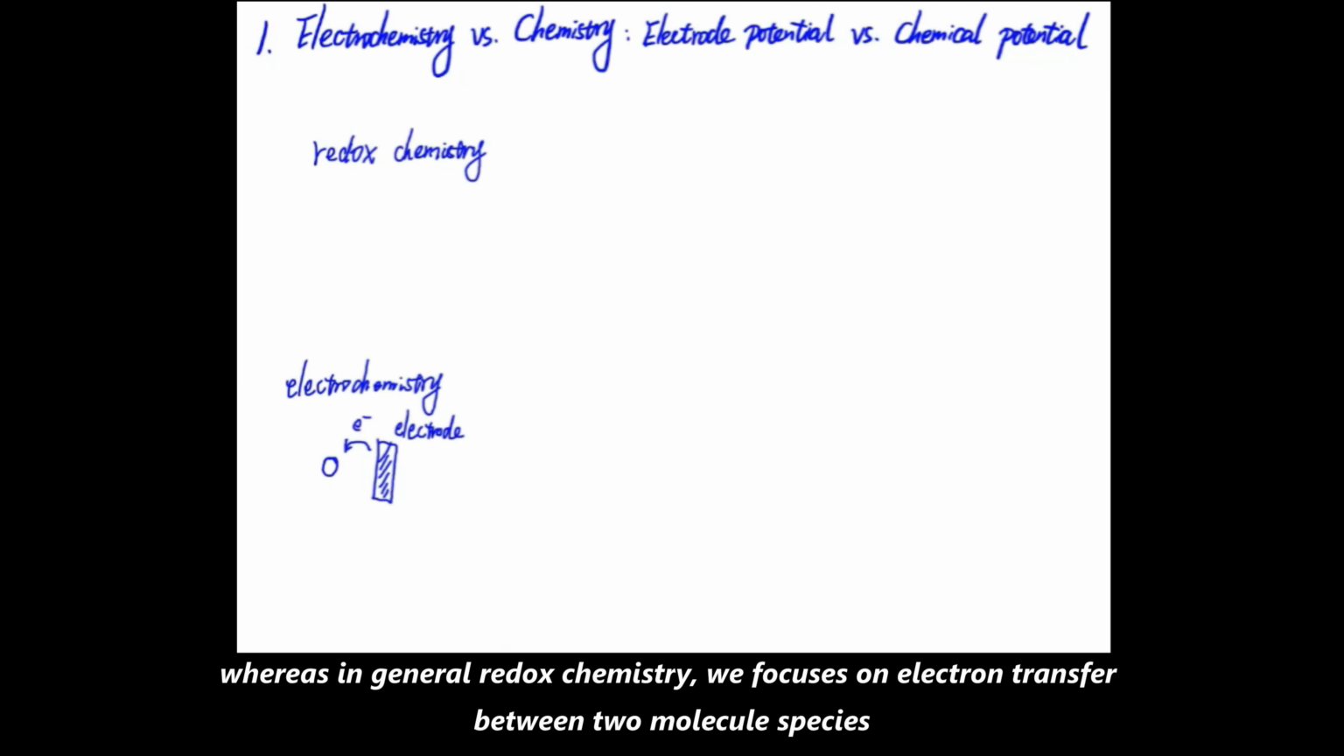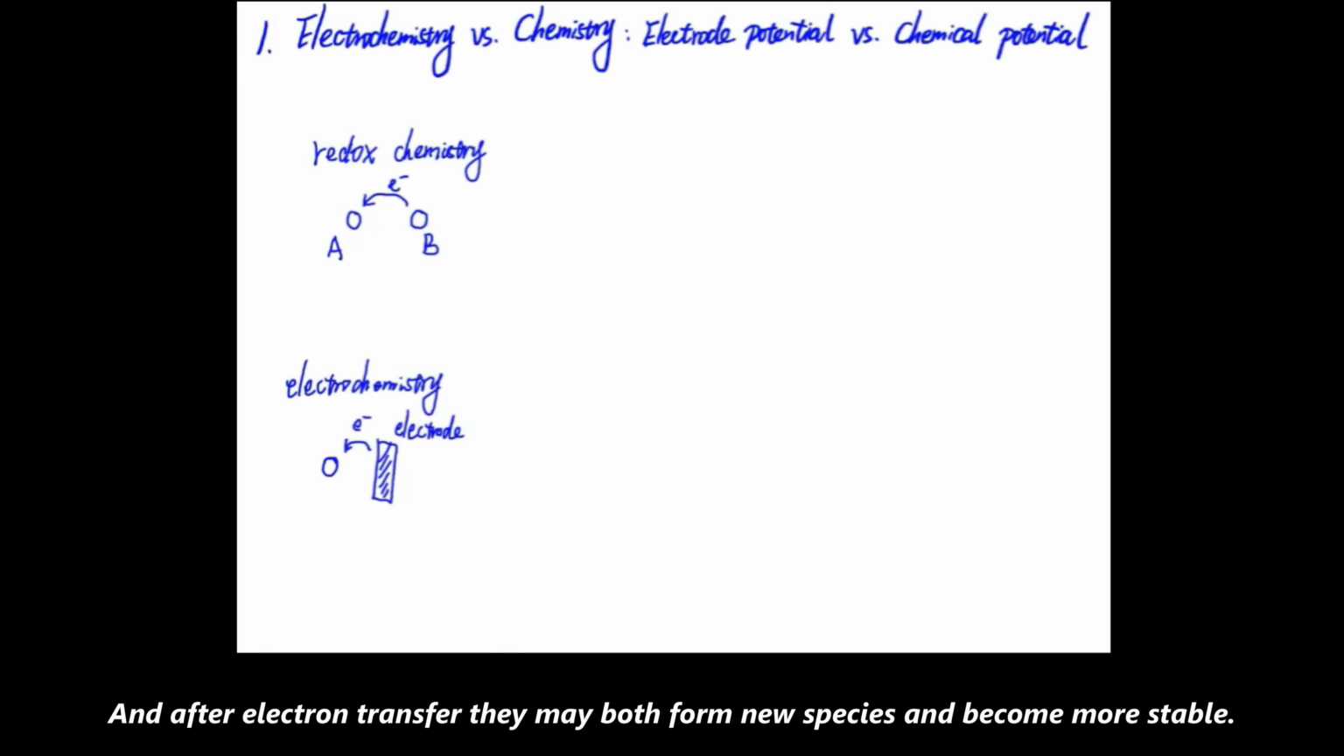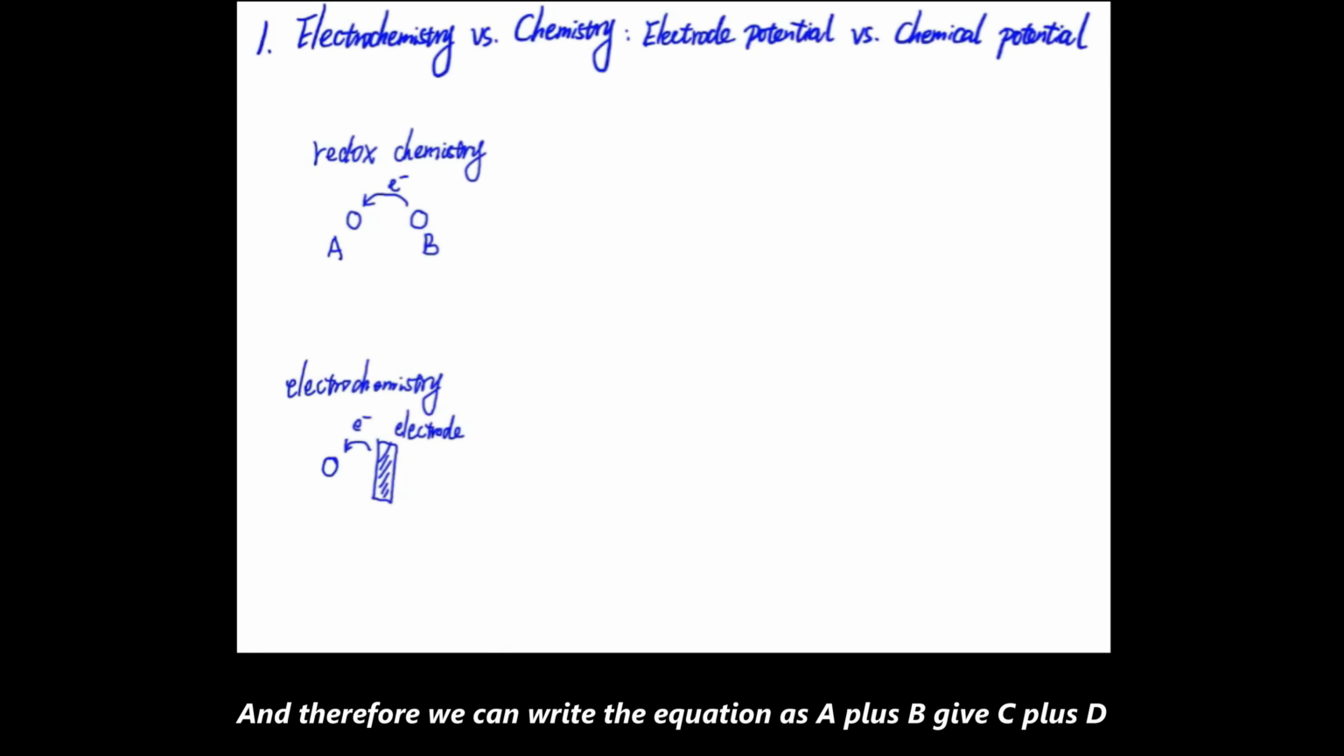Whereas in general redox chemistry we focus on electron transfer between two molecule species. One is A, one is B, and we have electron transfer. So one is more reducing, the other is more oxidizing, and after electron transfer they may both form new species and become more stable. And therefore we can write the equation as A plus B gives C plus D.